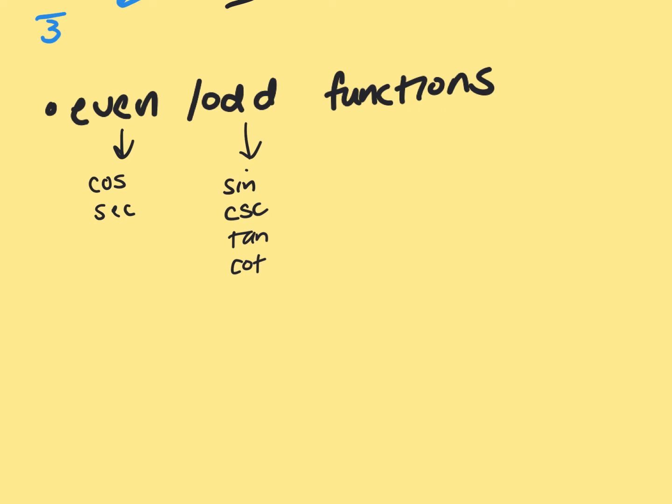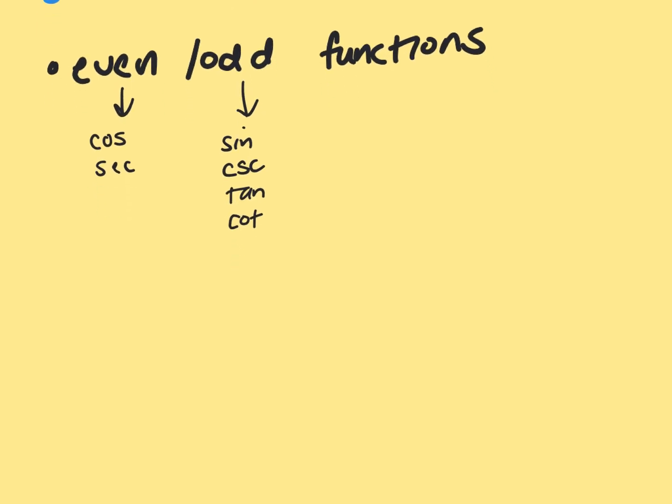What does it mean to be even? Yeah. If the angle is negative, then cosine and secant don't change their sign. Good. So if I said that the cosine of theta is, let's just say, 3/5, the cosine of negative theta is not going to change. It's going to stay 3/5. The secant would not change either.